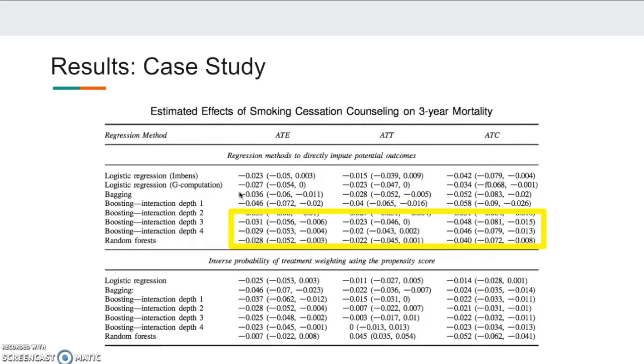So now we're going to look at the case study results. This is the estimated treatment effect of smoking cessation on 3-year mortality. So as Kavita said, if you were alive or not after 3 years. And here we can see that boosting at interaction depths, again, seems to be pretty consistent relative to one another. And the random forests also do pretty well. So we can see for the average treatment effect here, these values are pretty close.